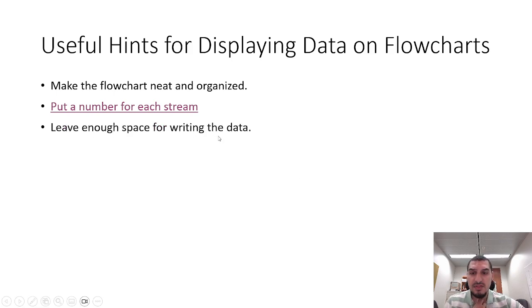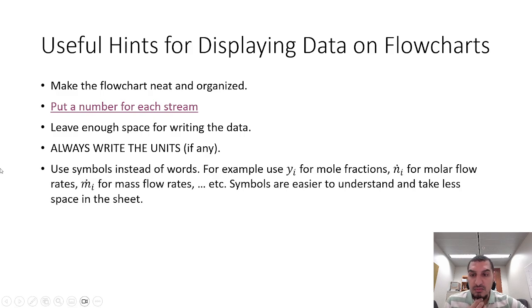Again, we have to leave enough space for writing the data, and always write the units. Of course, if we have dimensionless quantities, then we don't write units, but always write the units of the parameters that you have. If it's mass flow rate, then it has to be in kilograms per hour or kilogram per second or whatever the unit. If it's moles, then put the units of moles and so on. It's very recommended to use symbols instead of words. For example, we use y for mole fraction, n dot for molar flow rate, m dot for mass flow rate. So symbols are easier to understand and they take less space.